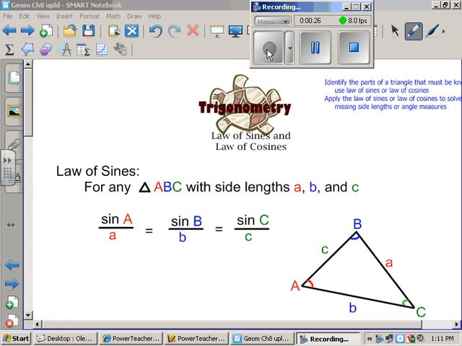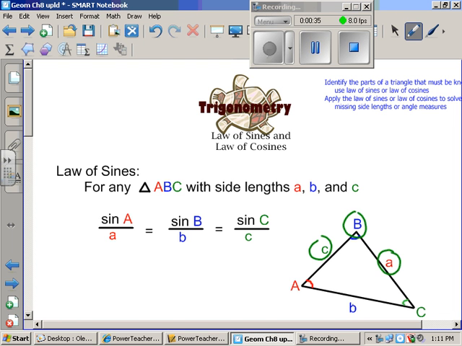It just says that for any triangle, where the capital letters are the angles and the lowercase letters are the sides, if you take the sine of angle A over the side length a, it will have the same ratio as the sine of angle B over the side b, or the sine of C over c. So we're going to go right back to solving proportions again.